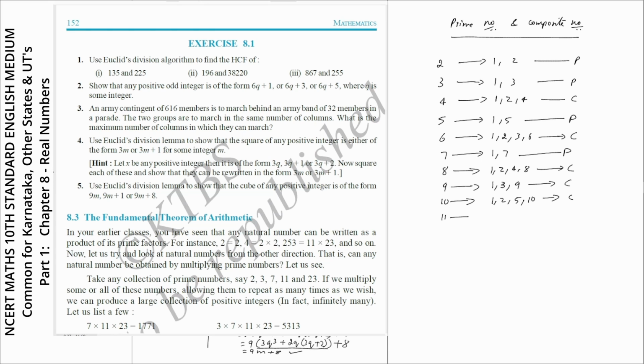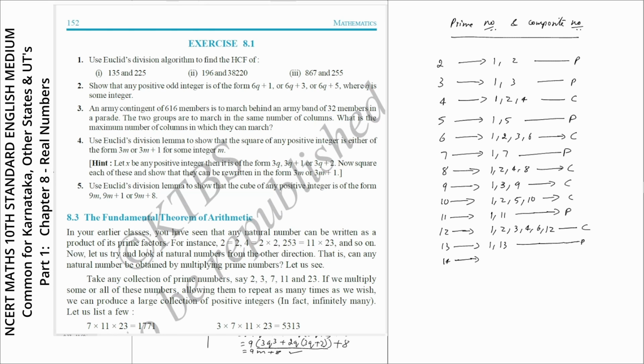What about 11? Factors of 11 are 1 and 11 only. It doesn't get divided by any other number. So 11 is a prime number. So next is 12. 12 is a composite number because 1 divides, 2 also divides, 3 also divides 12, and 4 also divides 12, 6 also divides 12, and 12 also divides 12. So this is a composite number. So 13 is a prime number because 1 and 13 are the factors. So this is a prime number.